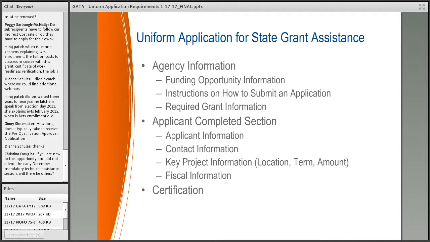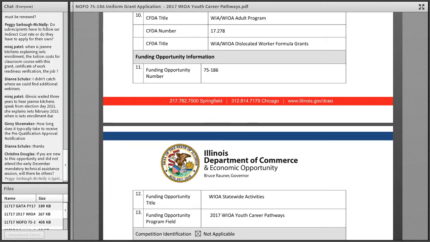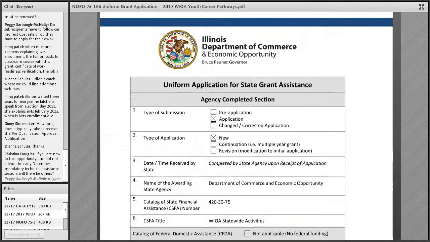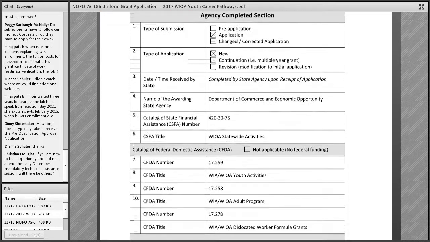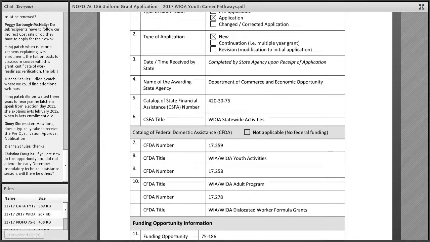So the next piece, the next document that we'll go through, is the actual uniform application for state grant assistance. This document replaces the standard Department of Commerce and Economic Opportunity grant application, for those of you who may be familiar with previous grants, and you'll notice a number of similarities. In many cases, you would have already done your pre-award registration, as Chuck outlined in the first portion, but as part of your submission, we need to have this uniform application.